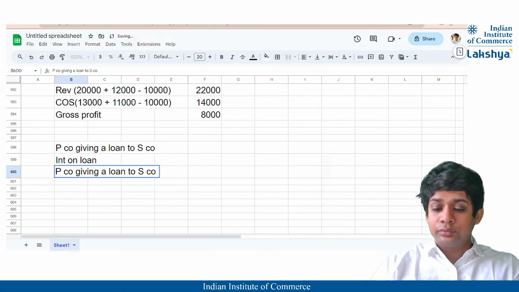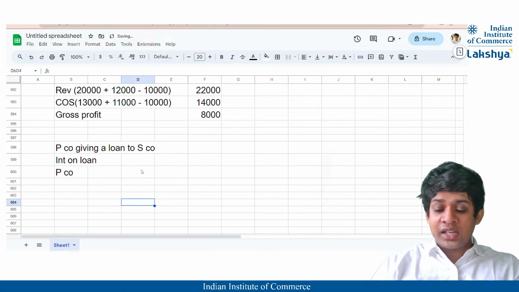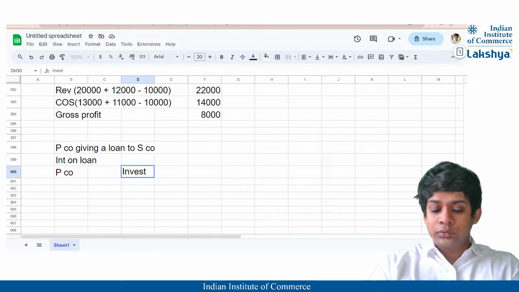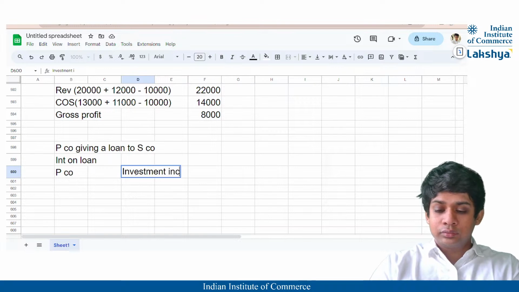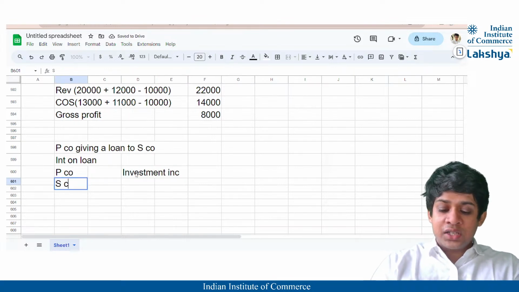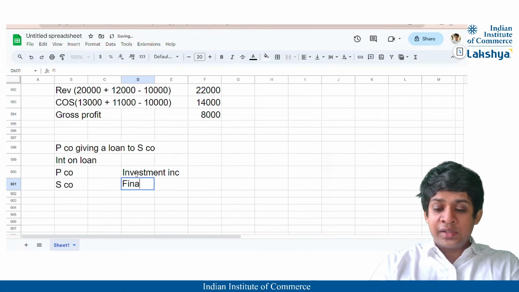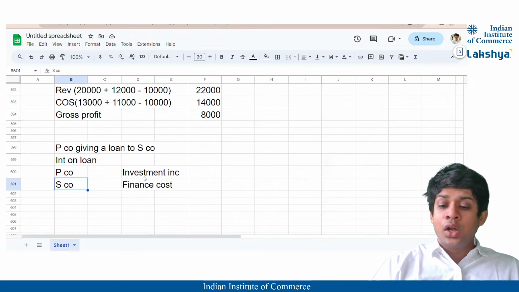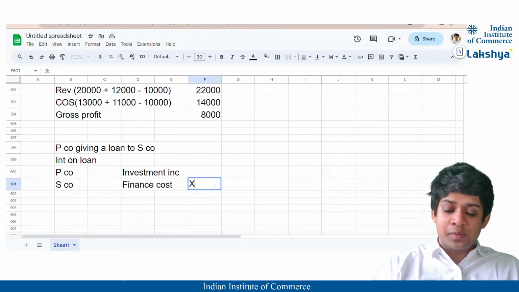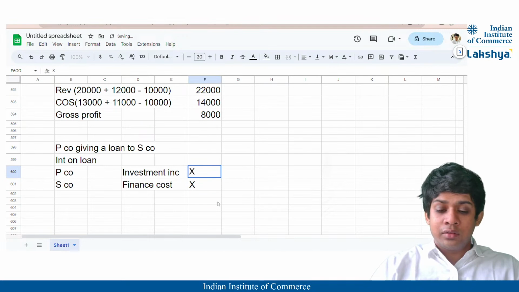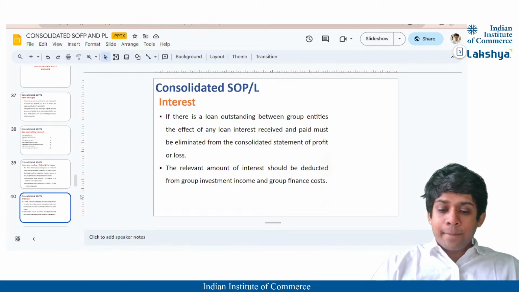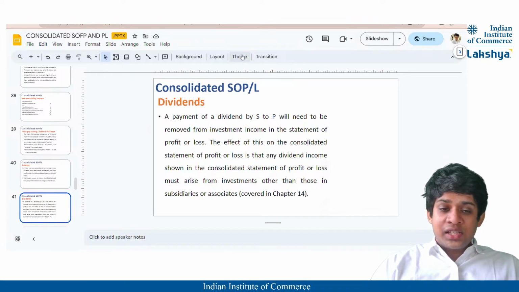In the individual financial statements of P company, this interest on loan will be stated as an investment income, correct? And in the individual financial statements of S company, this will be stated as a finance cost, because P company has given a loan and is earning interest on it, whereas S company has taken a loan and is paying interest on it, correct? But in case of consolidation, as I've already explained, these two will be eliminated. So that is what interest was explaining.